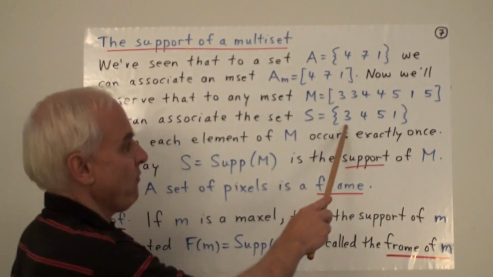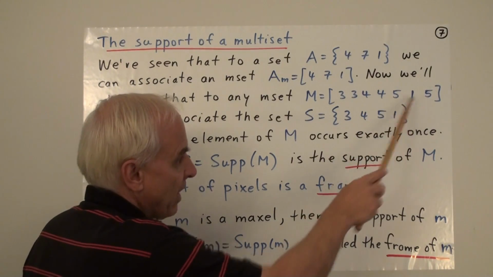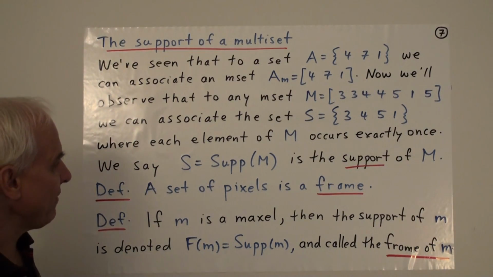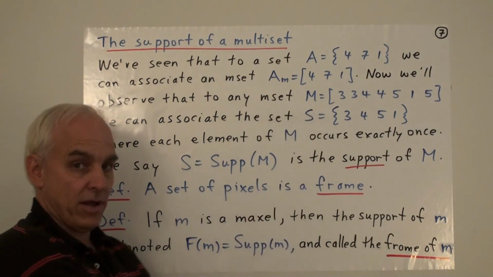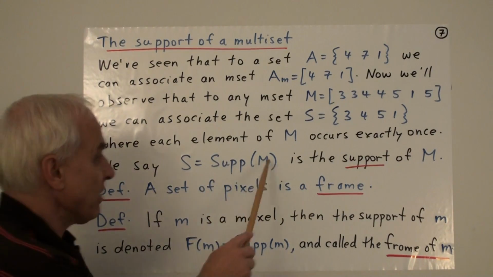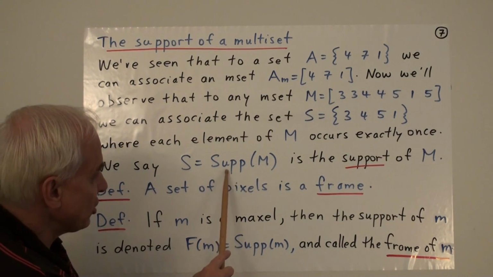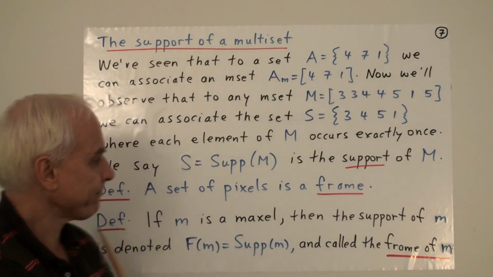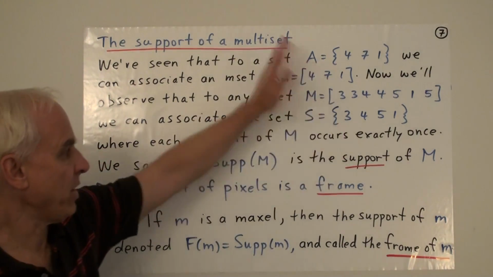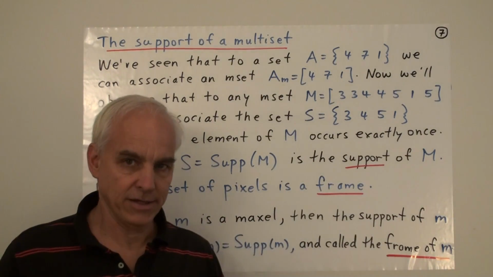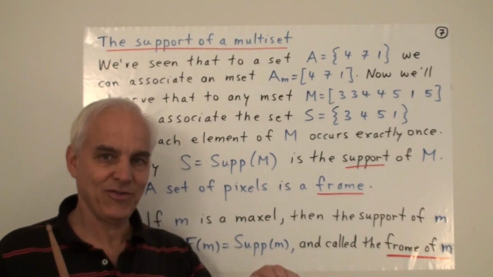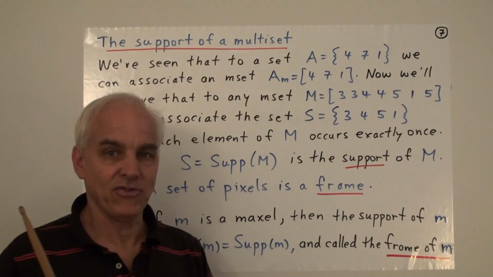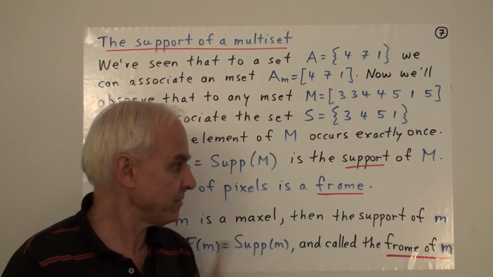So instead of having 2 3s, now we only have 1 3. 2 4s, there's only 1 4. 2 5s, there's only 1 5. 1 1. And we're going to give that a name. We're going to say that this set S, obtained from the M set M, is the support of M. And we'll use this notation, SUPP, standing for support. So support of M equals S. So that's a very general kind of thing that we can do whenever we have M sets of any kind. We can always reduce the multiplicities down to 1 or 0, and then we get a set, and so we can change our brackets into braces accordingly so that we register the fact that we have a set.